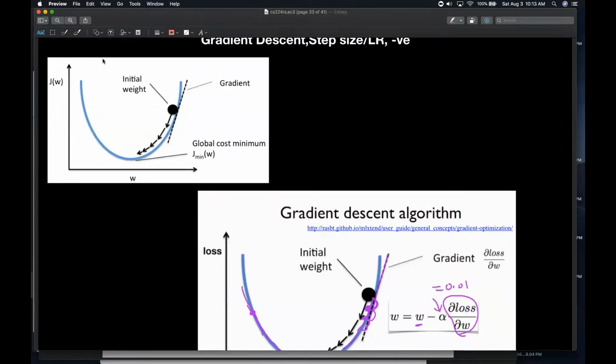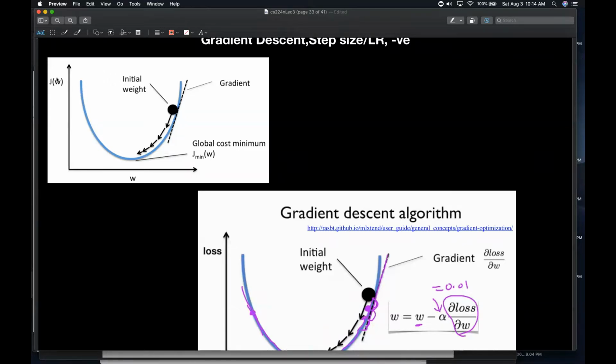So this J of W is what we discussed was our loss function, the error that we're getting. And that is what this curve or bowl is. And this is with respect to your current set of weights and biases, or basically the parameters that you've chosen. This is what you got as the loss now.